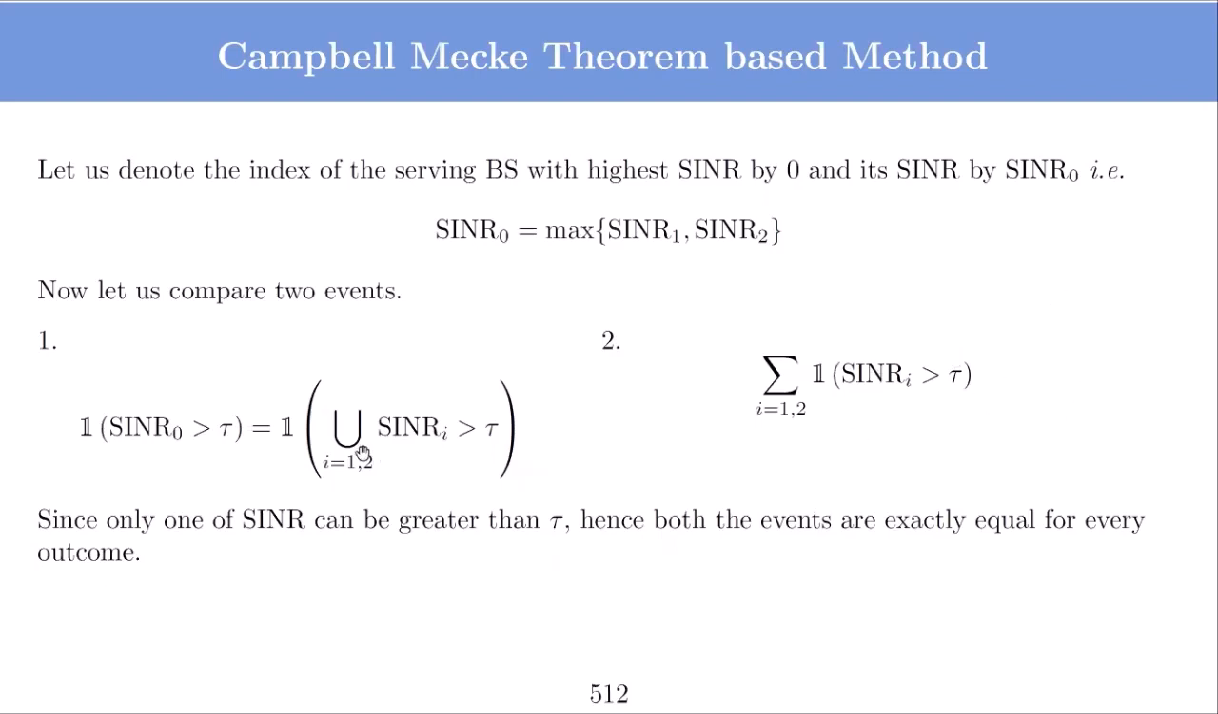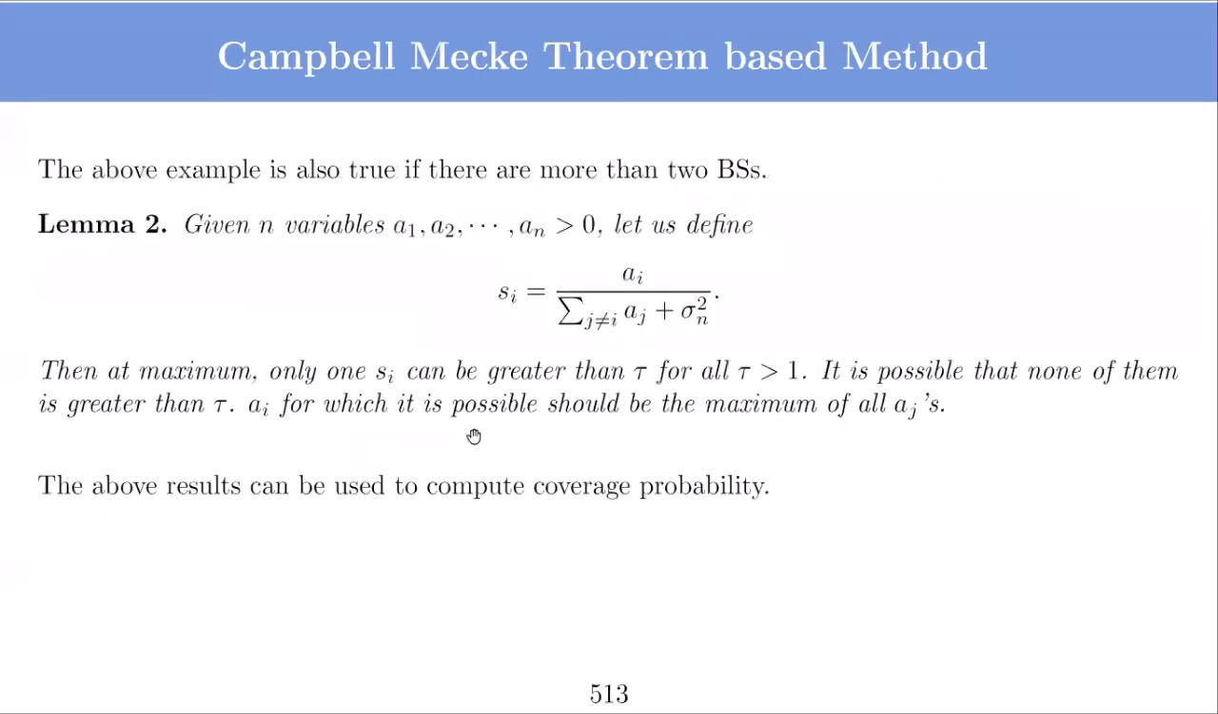Right? So you can see, comparing them, that the left hand event and the right hand event are actually the same. Okay, and this is because only one of the SINRs can be greater than tau. Right? So for every possible realization of SINRs, these two events are the same, right? And this result we can extend for more than two base stations also.